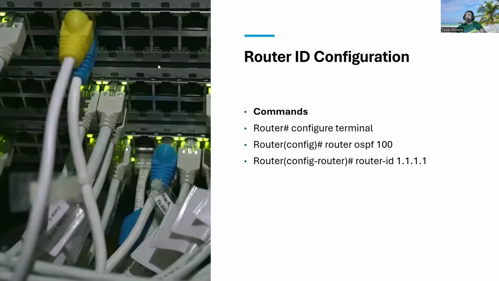Next thing is the way that we configure it. So we do config terminal. Then we start adding some information like router OSPF and the process number, in this case 100. And finally, the router ID is 1.1.1.1. And that's basically it. We are done. Let's just go ahead and clear the drawings and move forward.